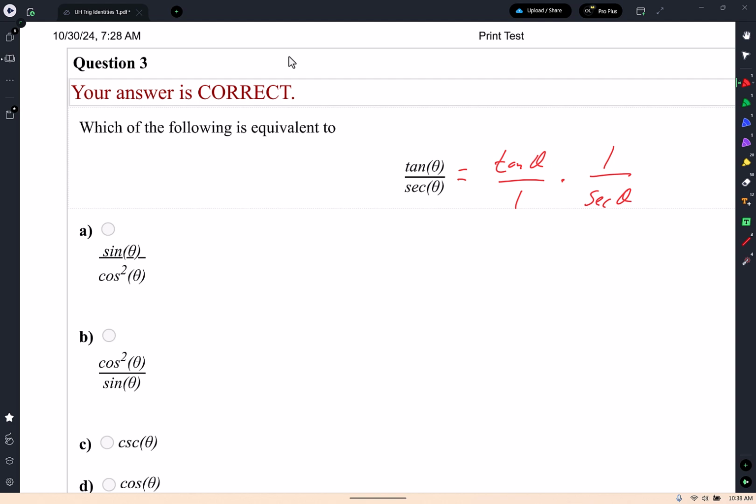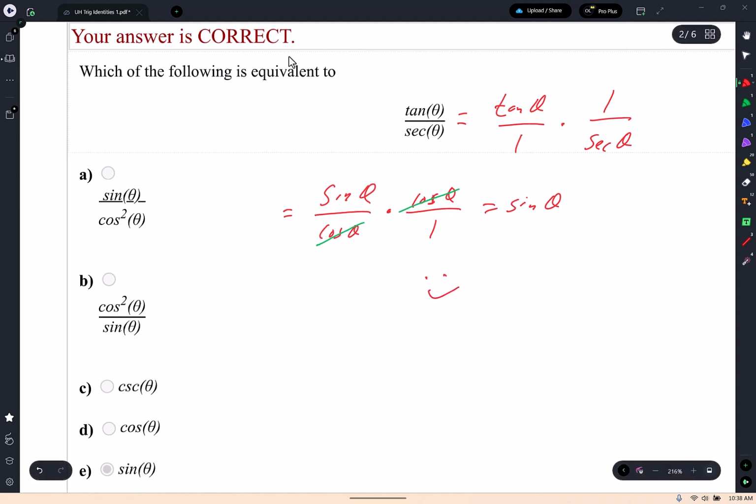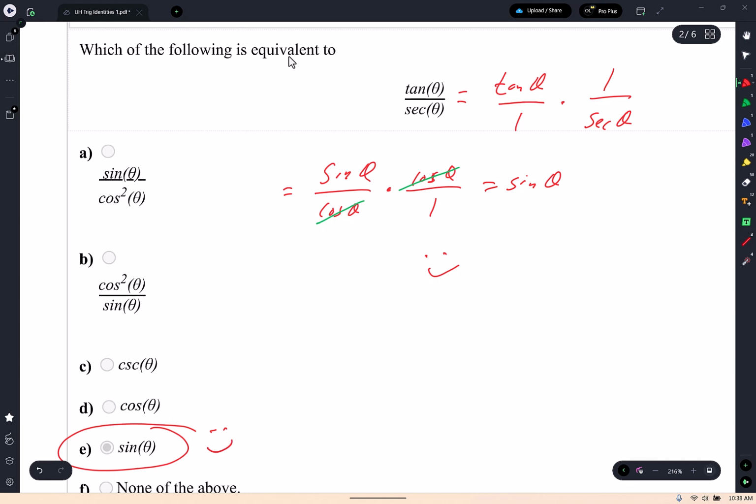What is tan? What over what? So I'm going to write sine over cosine. And then 1 over secant is the same thing as cosine. See, there it is. You can put a 1 if you want in the bottom. What's going to cancel out? So what do I have left? There it is. I think we're getting pretty good at that now. How do we feel? Let's look for that sine theta. There it is. Yay. Okay.